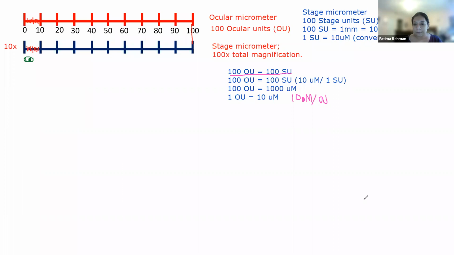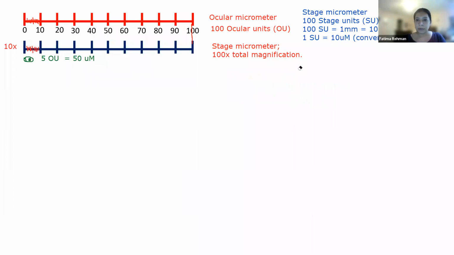If that's the case, how many micrometer is this cell? So this cell is five ocular units under 10x objective lens. So how many physical micrometers is this cell going to be? Exactly. So it's gonna be 5 multiplied by 10 because each ocular unit in 10x objective lens is 10 micrometers. And the answer would be 50 micrometer. Cool? Get the idea for that?